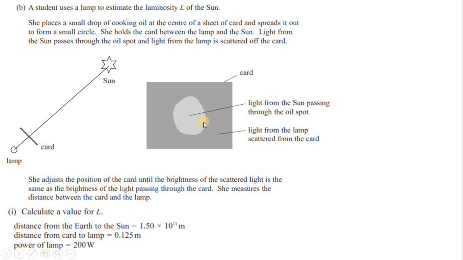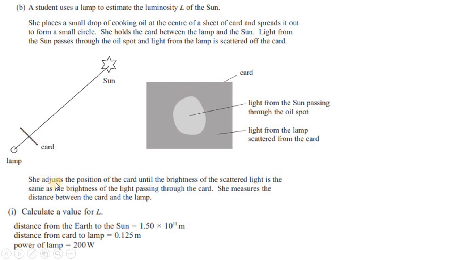This is the card, and light from the sun passing through the oil spot. If the sunlight is passing through the oil, it looks like this, and this outer region is shown due to scattering light from the lamp. Okay, this is a situation: the sun, this card here, and the lamp at this position.